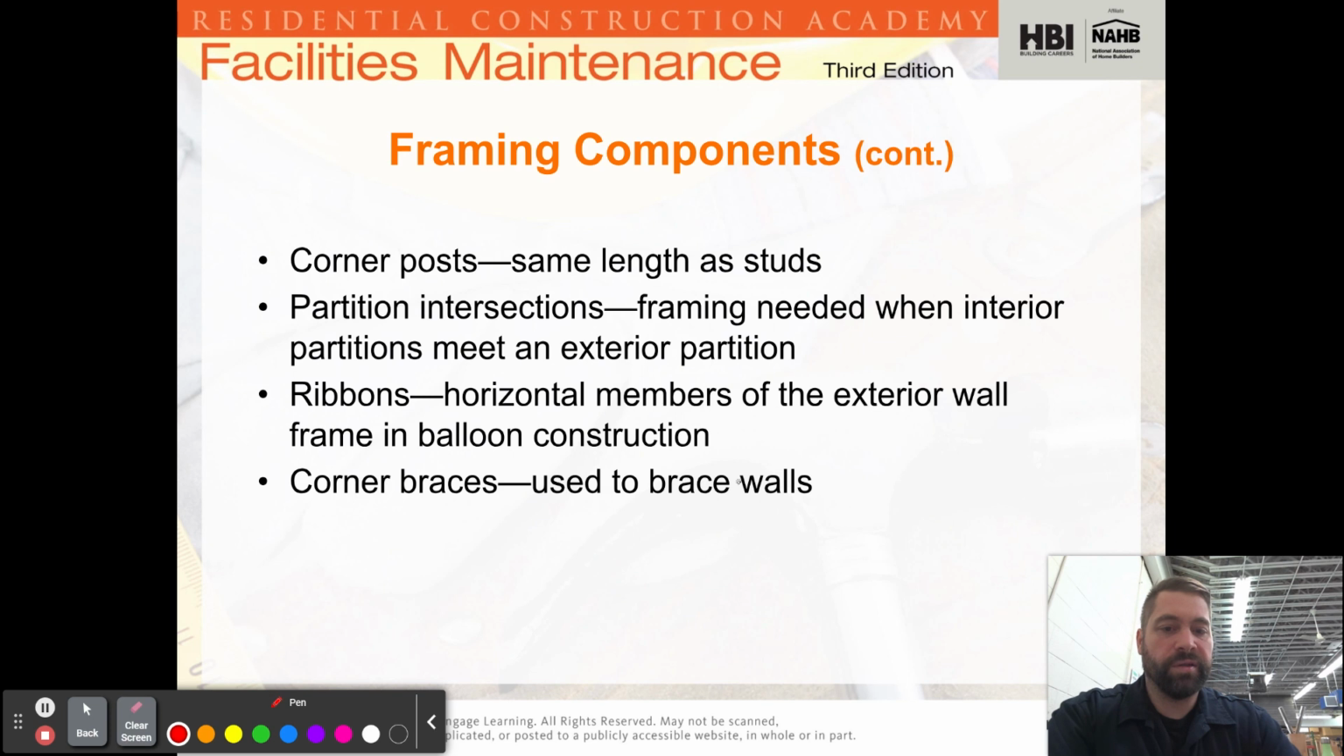Corner braces are used to brace walls, so we do some of this in lab, and you guys should be familiar with that. We also do rack braces until we get the sheathing hung.